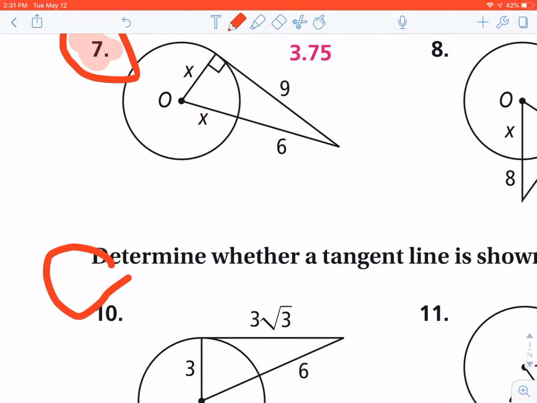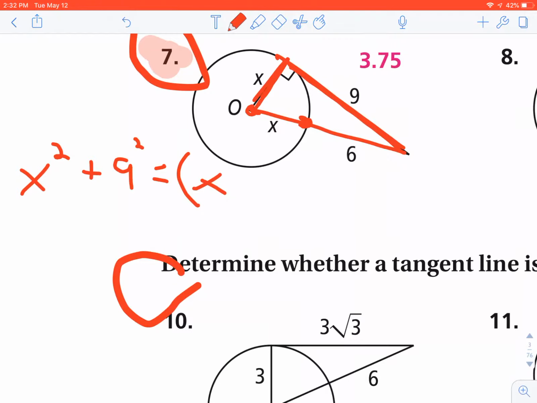So the first thing we need to do is recognize that we do have a right triangle. That's going to allow us to use the Pythagorean theorem, so we can solve for x that way. Let's ignore the hypotenuse for a minute and just write our equation for the two legs. One of the legs is x, so x squared, plus the other leg is 9, so 9 squared, is equal to the hypotenuse. From here to here is x, and from this dot to this dot is 6. So it's x plus 6 squared.